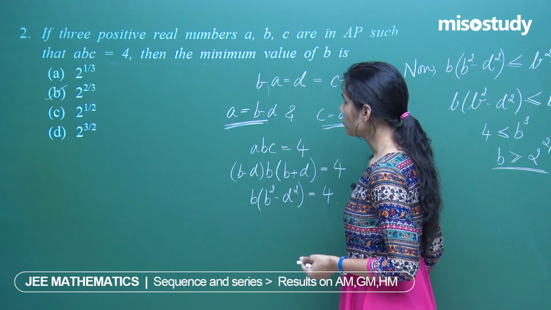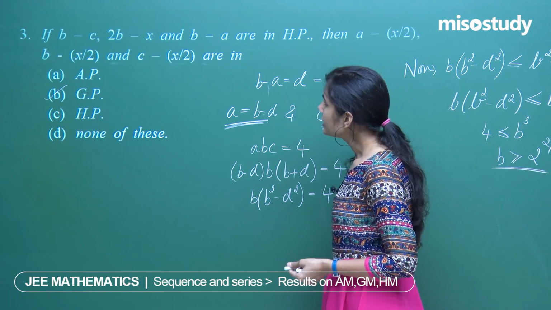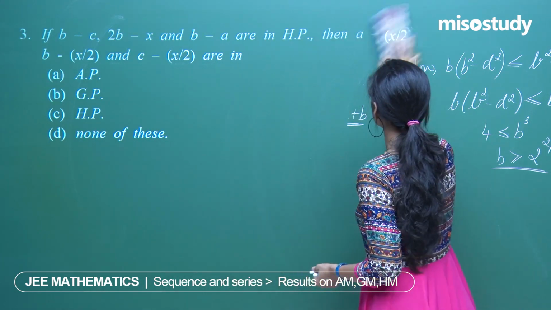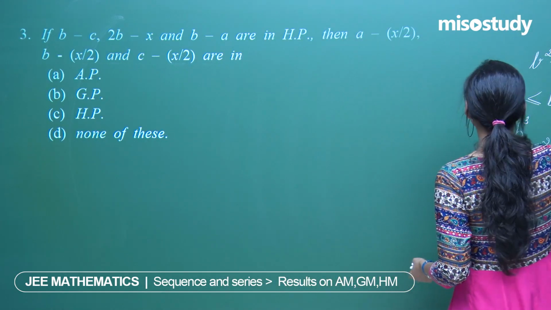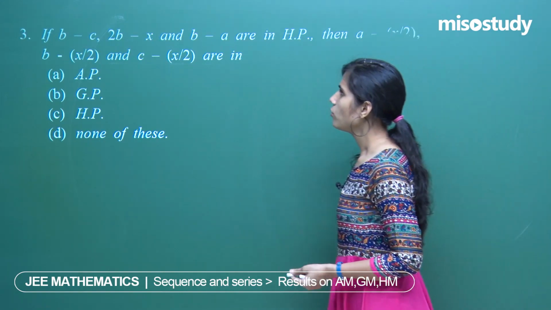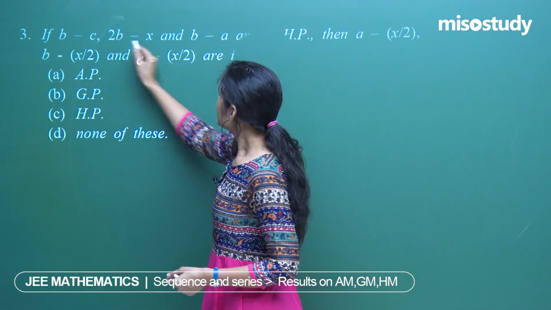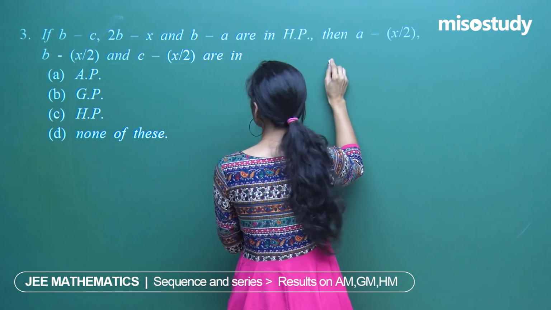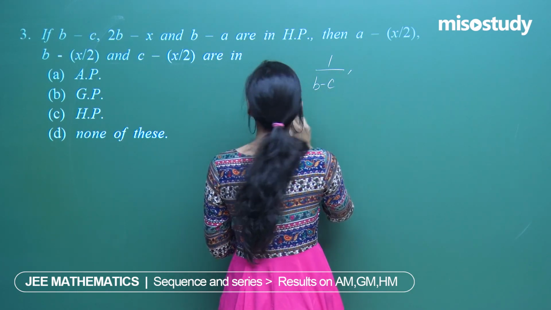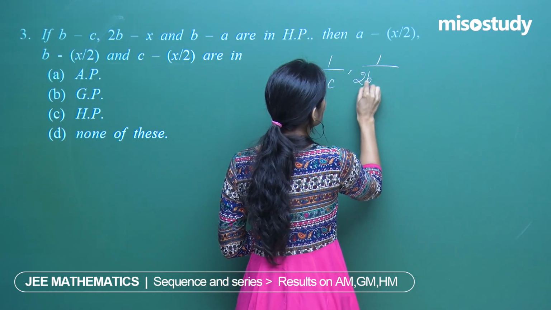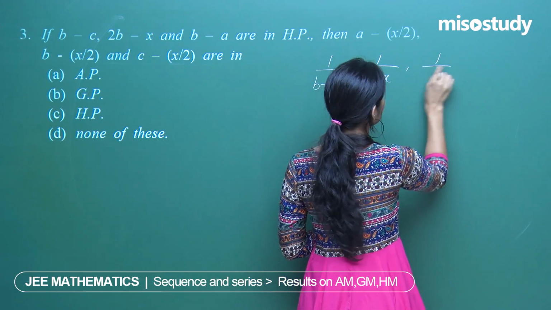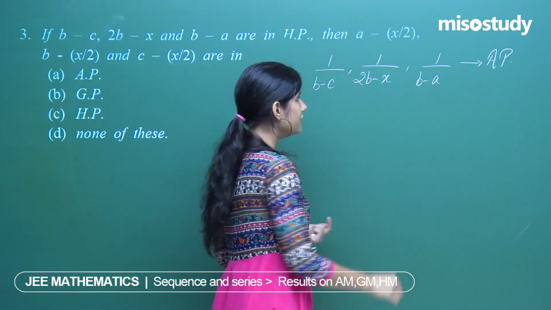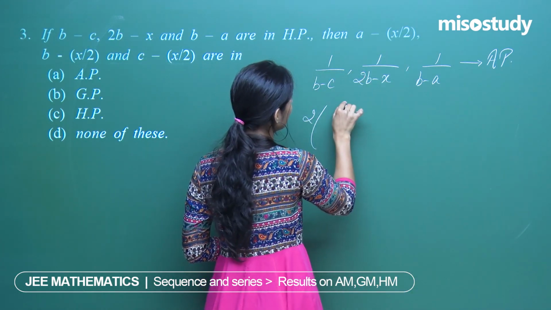Now the next question says that if B minus C, 2B minus X and B minus A are in HP, harmonic progression, then A minus X by 2, B minus X by 2, C minus X by 2 are in what? So if these three terms are in HP, that means their reciprocals are in AP. So if the reciprocals are in AP, that means 1 upon B minus C, 1 upon 2B minus X, and 1 upon B minus A are in AP. This eventually means twice the middle one.